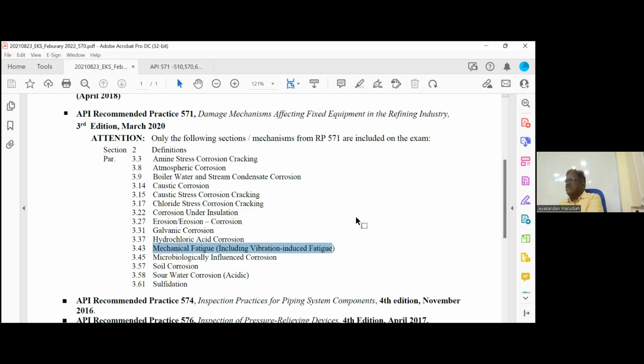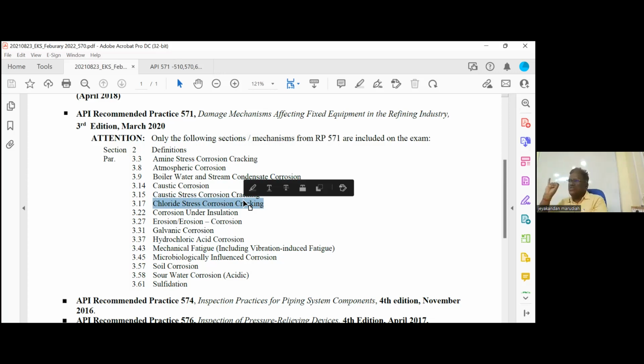And if it is stress, where will there be stress in a joint when it is not PWHT steel? Any non-PWHT steel weld will have a residual stress. When stress and corrosion combine, it will crack during service. That is called stress corrosion cracks. So for our exam, we have amine stress corrosion cracking, caustic stress corrosion cracking, and chloride stress corrosion cracking. Three stress corrosion cracks. So this is the second group.